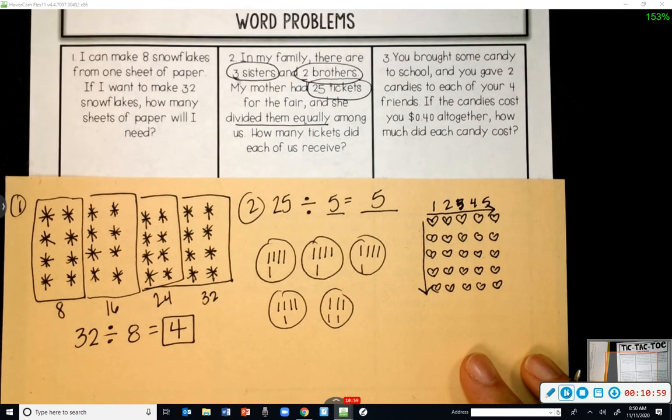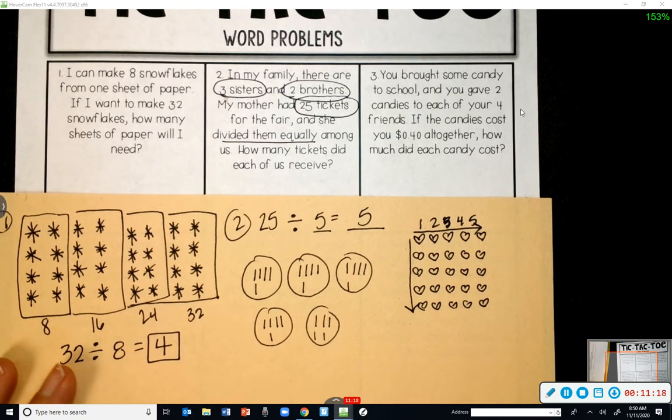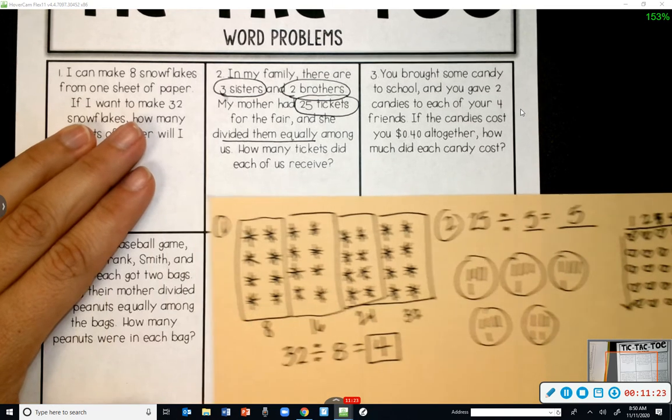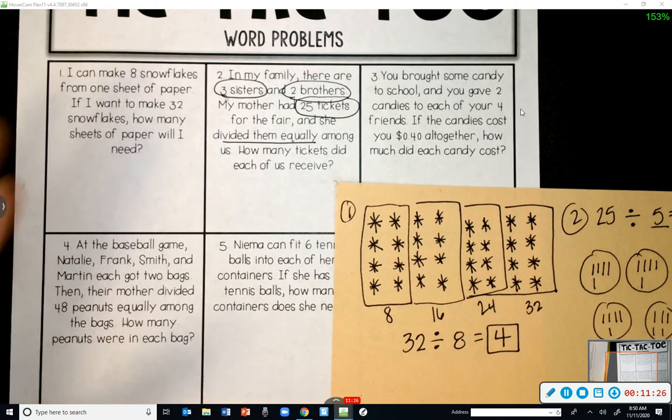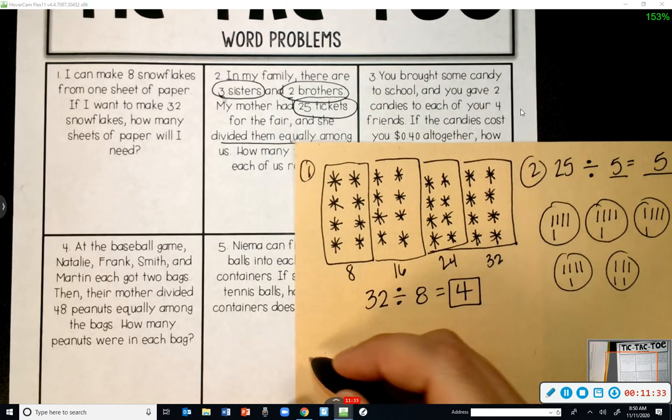Okay, good. Now let's look at number 3. You brought some candy to school and you gave 2 candies to each of your 4 friends. If the candies cost you 40 cents altogether, how much did each candy cost? This is a multi-step problem. Okay, so let's start from the beginning. You brought some candy to school and you gave 2 candies to each of your 4 friends. So let's draw 4 friends.